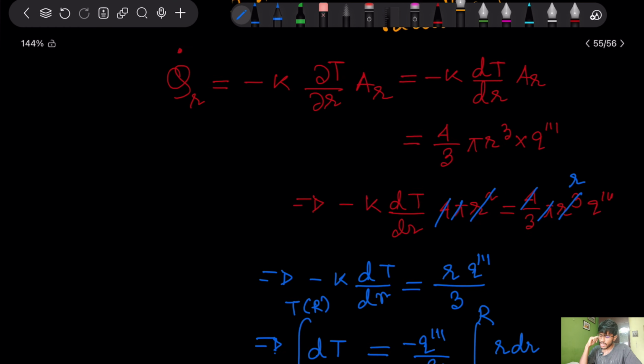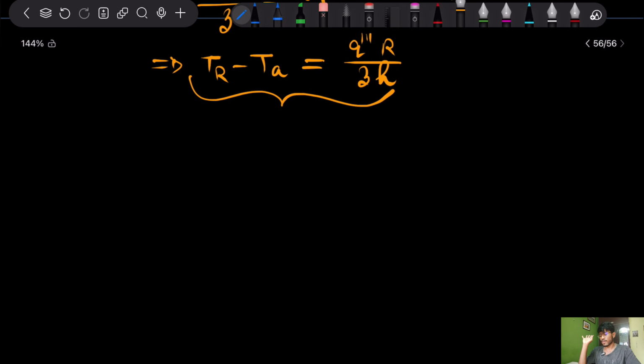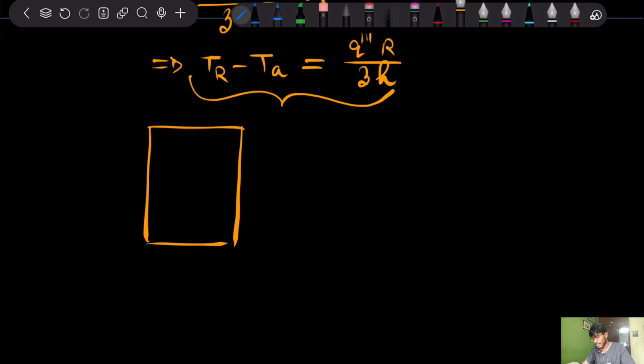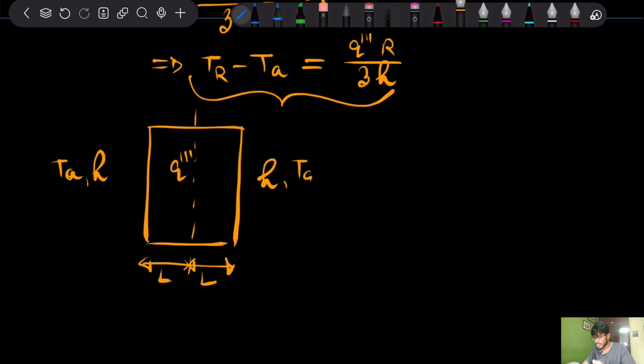So these concepts are very important for GATE, and not only for GATE but for anything regarding conduction. Now your homework is to derive this same thing. If I have a slab, and this is the mid plane of the slab, so this length is 2L, this is L, this is also L, and you have ambient H and TA on both sides, the same ambient, and the heat generation rate is Q triple prime.